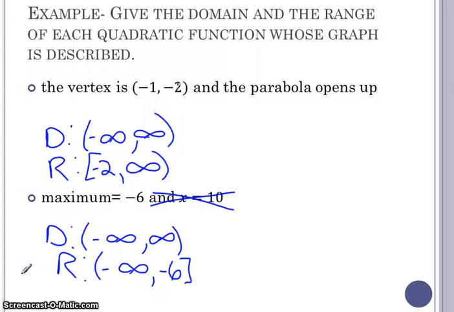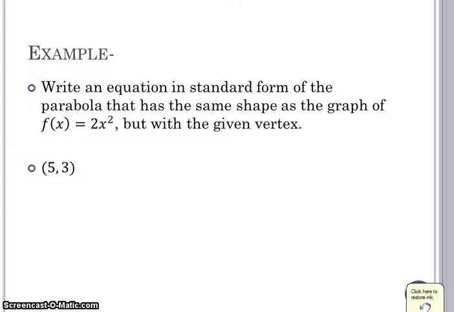Alright, then I think we had 2 more if I'm remembering correctly. Okay. So we want to write our equation in standard form. This is going to be like what we talked about a little bit yesterday, but I said you didn't have to write them in standard form. We're going to put them in standard form today. So it's going to follow the same shape as f of x equals 2x squared, but it's going to have the vertex of (5, 3).